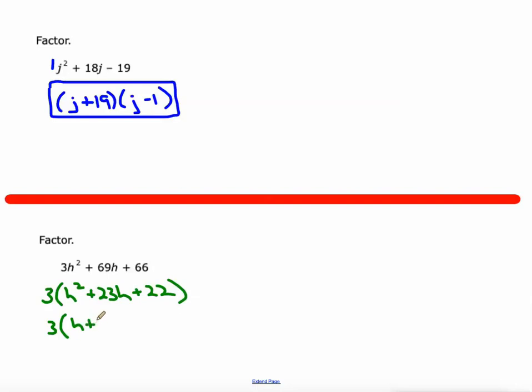H plus 22 times h plus 1, as in 22 times 1 is 22, 22 plus 1 is 23. So 3 times h plus 22 times h plus 1 is the complete factorization of that trinomial.